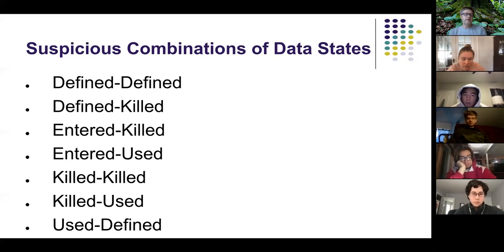Or what if we killed something, but then we tried to use it? That means a variable doesn't exist anymore and we're trying to use it. Or finally, what if we tried to use something and then we tried to define it? And the point is we can do code analysis to look for these sorts of problems that, while they may not technically be an error, are very suspicious, and oftentimes they mean the code certainly isn't well written.